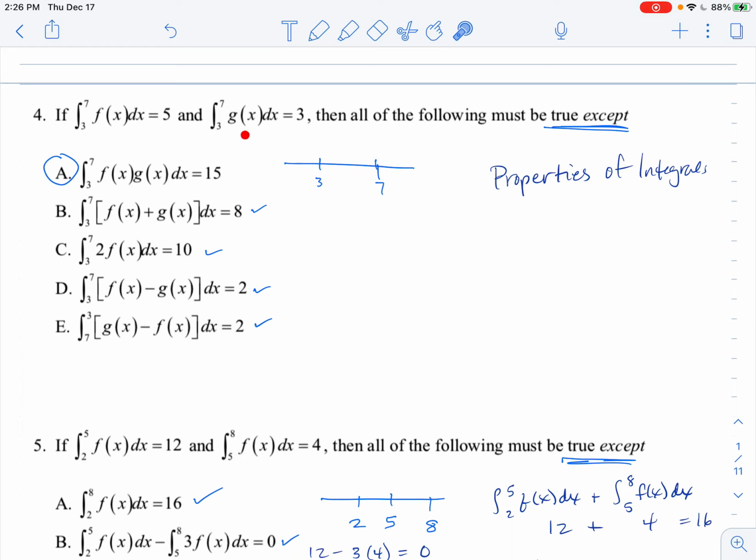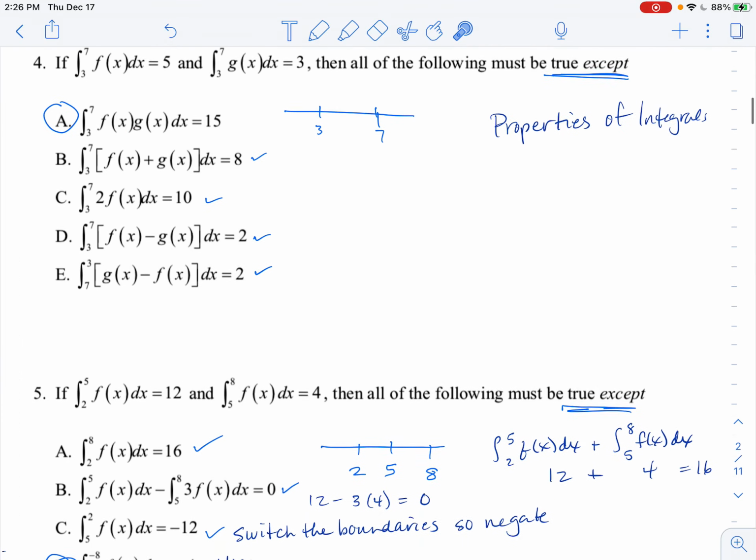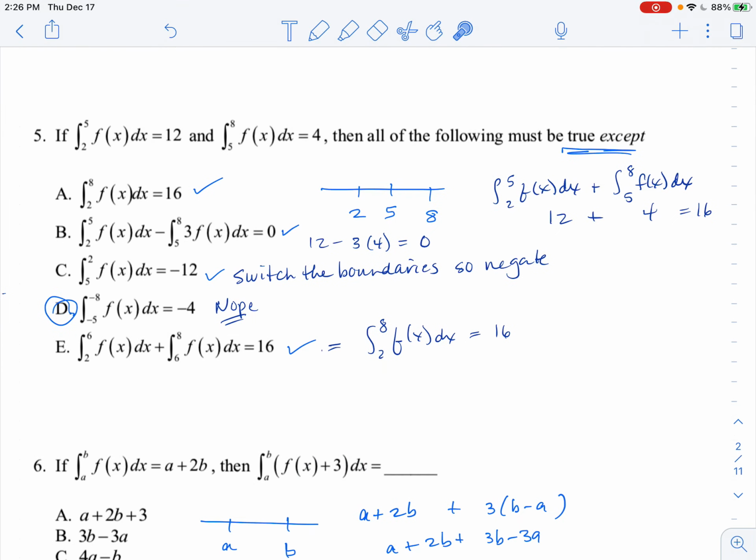In problem number 4, we have the integral from 3 to 7 of f of x dx is 5, and from 3 to 7 of g of x dx is 3. Then all of the following must be true except what? So this is just a problem that reviews the properties of integrals. We did not have a property with multiplication. We can add, we can subtract, we can multiply by a coefficient, but we did not have a property for the multiplication.